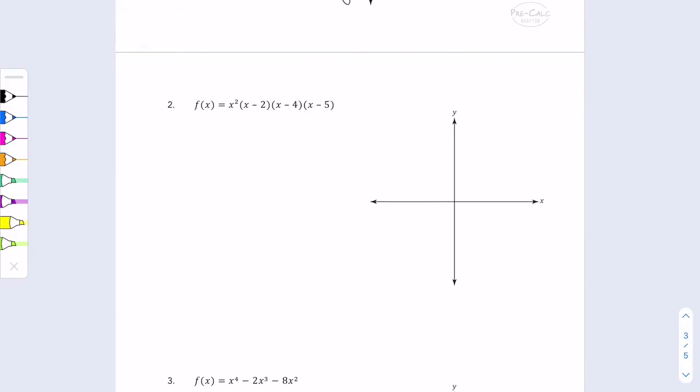All right, now let's take a look at number 2. This is the last one we'll do for today. Number 2 is in standard form, so to start off with finding the end behavior, we are going to have to identify the power function.